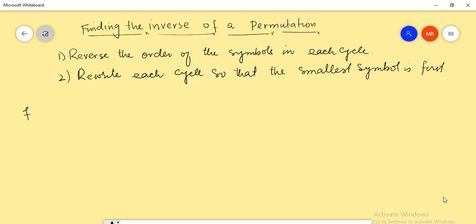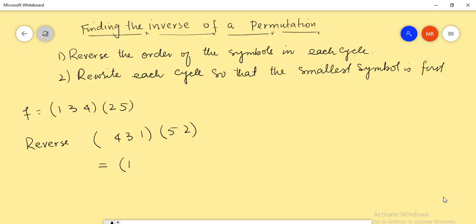That is, F was this permutation (1 3 4)(2 5). Then we reversed the order of symbols, and reversing the order gave (4 3 1)(5 2). We rewrite such that the smallest symbol is first, and hence this is (1 4 3)(2 5). And this is the inverse of F.